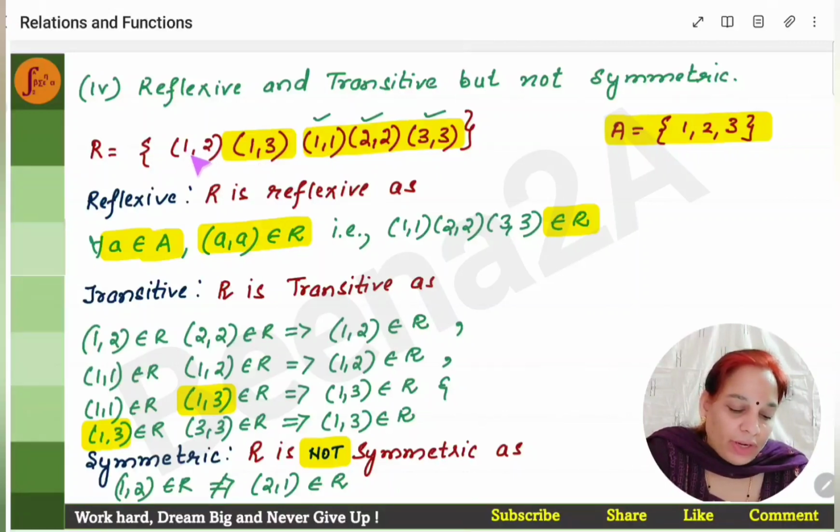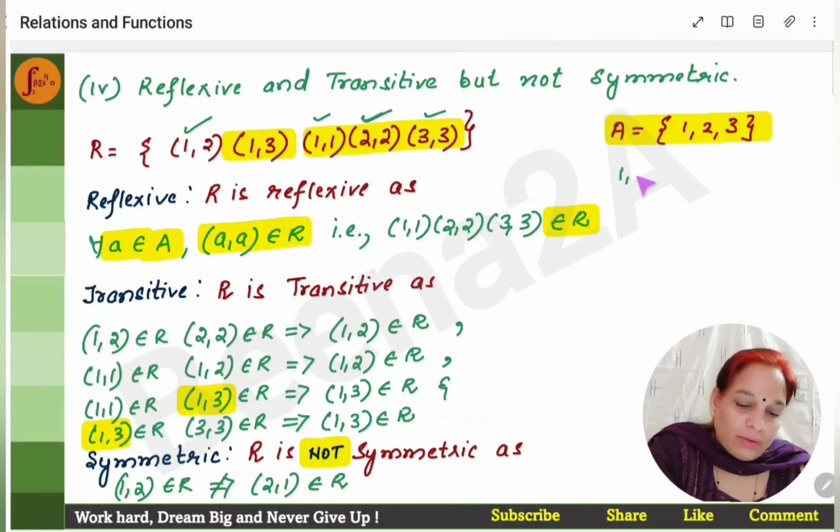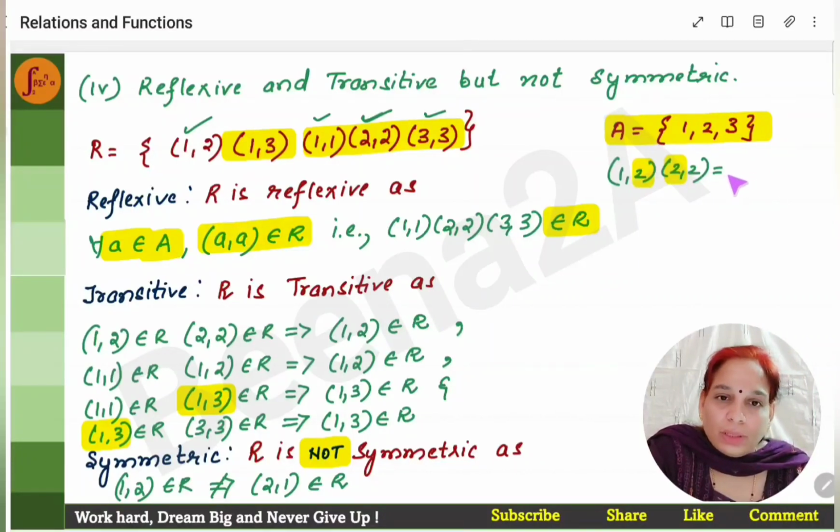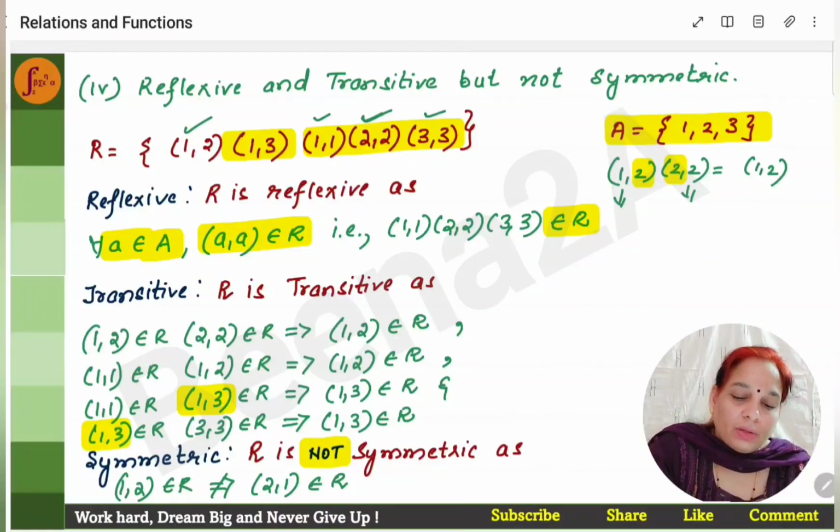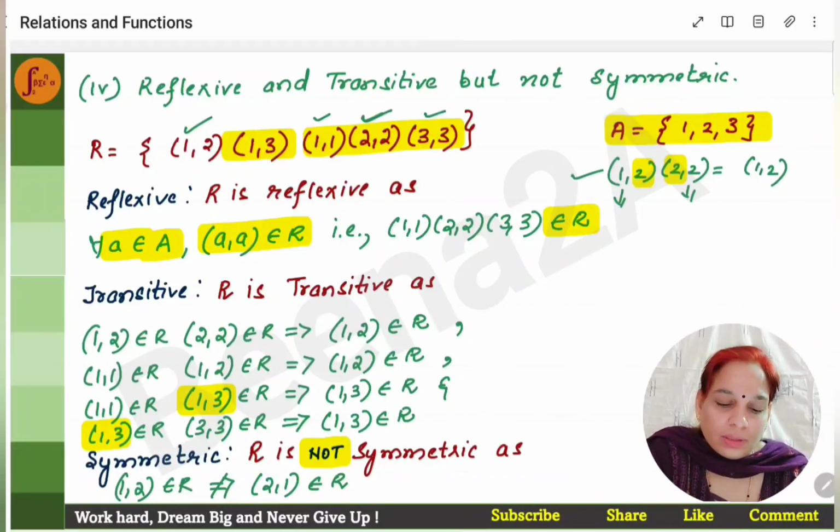Now, if I take (1, 2) and (2, 2), right? I can take (1, 2) and (2, 2). So here, if you notice, the second element is the same. So that's how we have to choose the ordered pairs. So what will be the third pair for this? The third pair will be the first and fourth elements, which is (1, 2). So here transitive is satisfied.